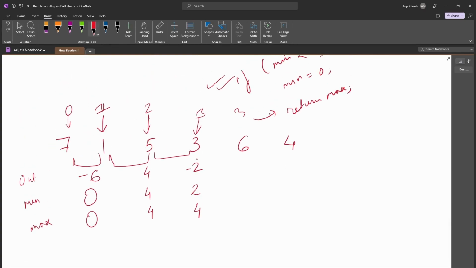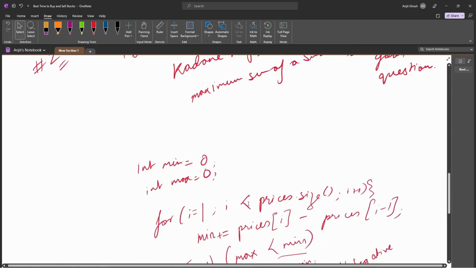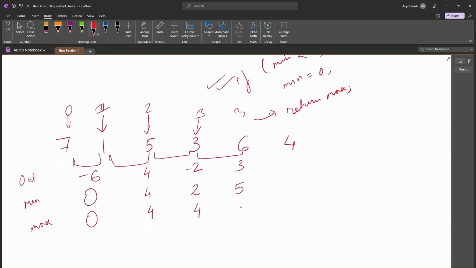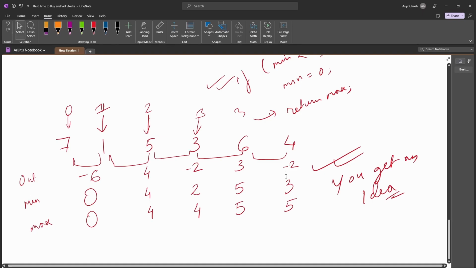Now what happens next is 6 and 3. 6 minus 3 is 3. So 2 plus 3, because here we add the prices, becomes 5. Since the max is smaller than the min value, it will take the value of min, which is 5. Then comes 6 minus 4, which is minus 2, which makes the min value 3, and the max will stay 5 as it was in the last step. I think you get the idea. This is basically how Kadane's algorithm works.